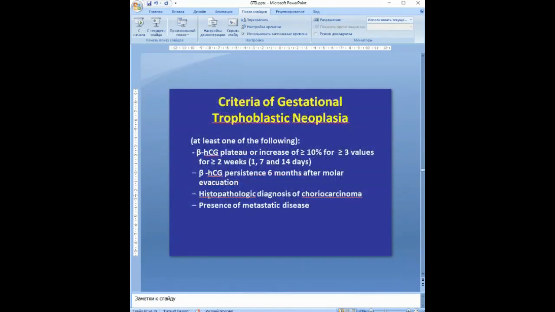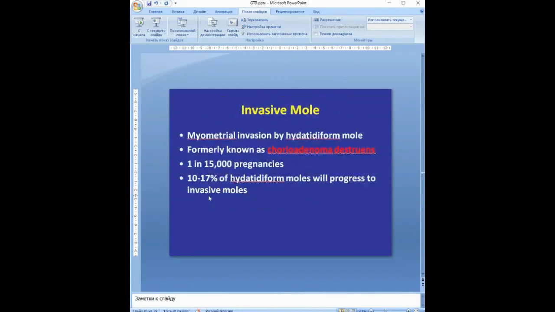Criteria of gestational trophoblastic neoplasia. At least one of the following. Beta HCG plateau or increase of more than 10% for 3 values over 2 weeks: first, 7th and 14th days. Beta HCG persistent 6 months after molar evacuation. Histopathologic diagnosis of choriocarcinoma. Presence of metastatic disease.